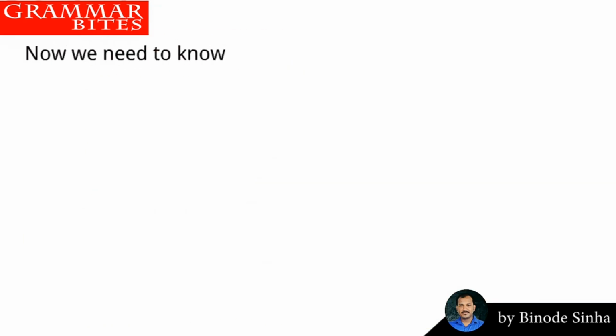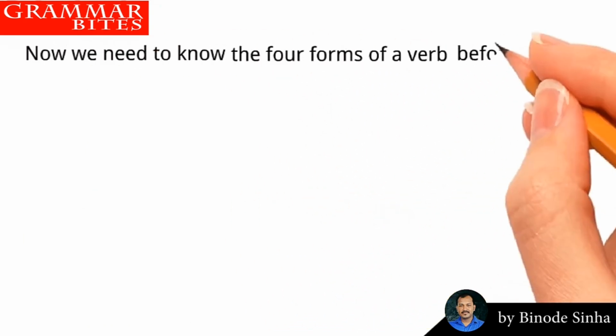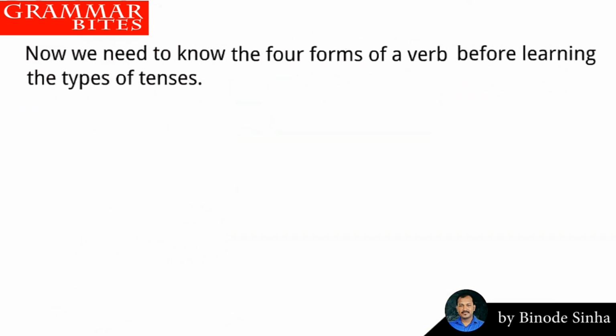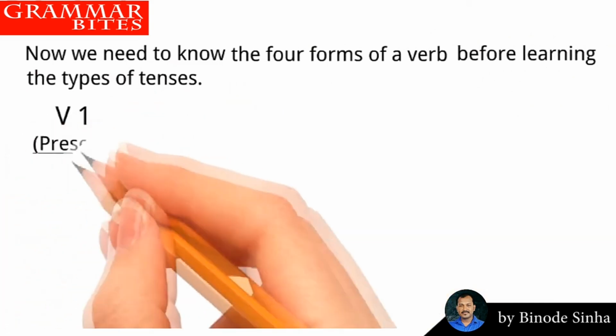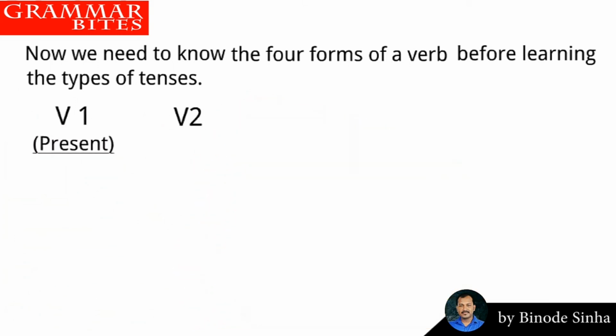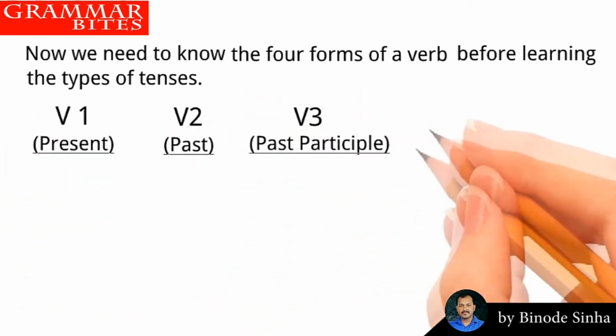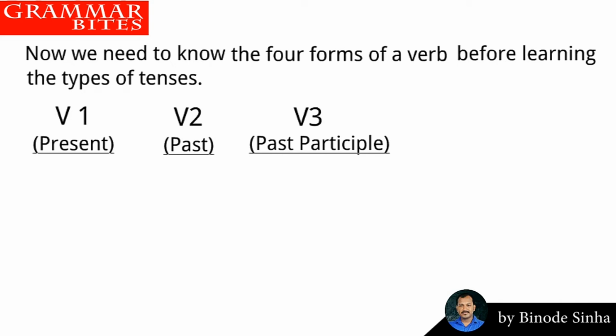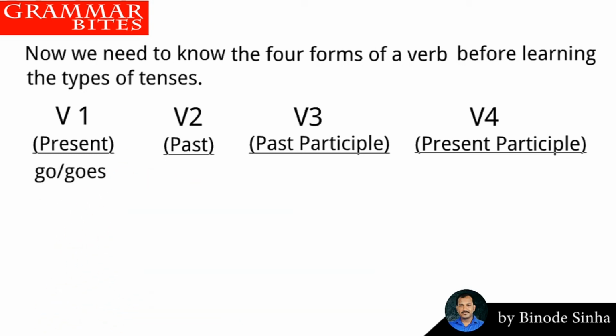Now we need to know the four forms of a verb before learning the types of tenses. The first form is V1, that is present. The second form is V2, that is past. The third form is V3, that is past participle. And the fourth form is V4, present participle. Some verbs are given here. Go and goes are V1, went is V2, gone is V3, and going is V4.